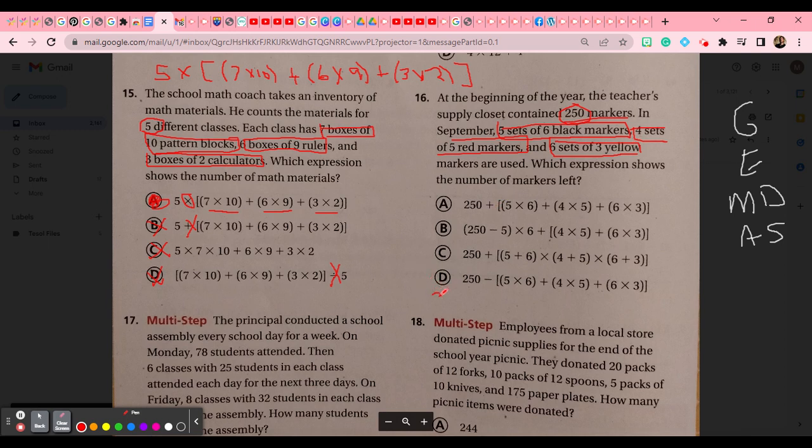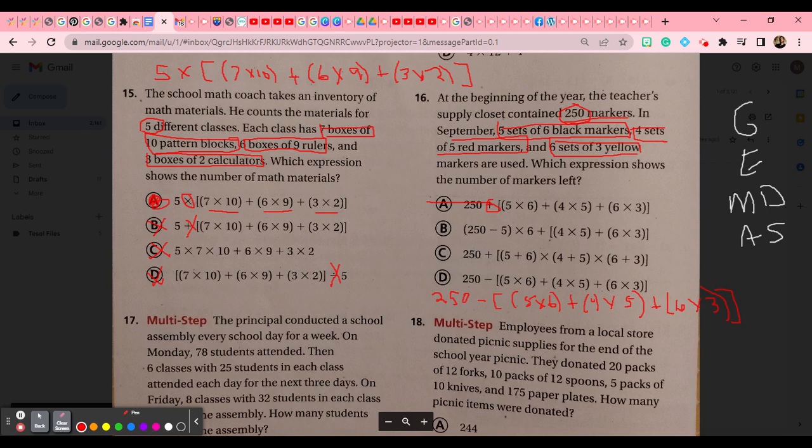Okay, so we start with 250. That's what we started at. Okay, and we're going to subtract our groupings. Our groupings would be 5 sets of 6, so that would be 5 times 6, 4 sets of 5, and 6 sets of 3, 6 times 3. Okay, and then we would have our final bracket. Okay, so we're not adding, so A is out.